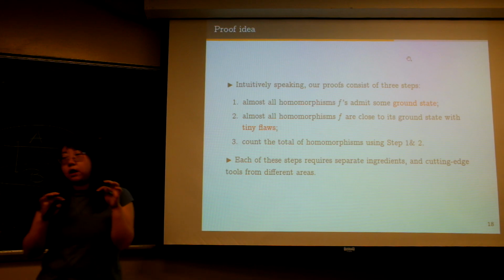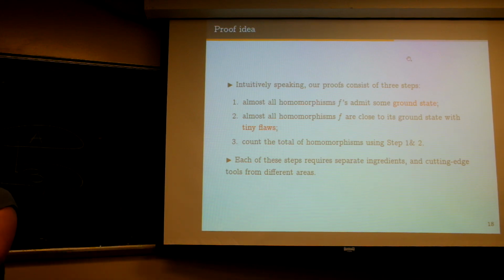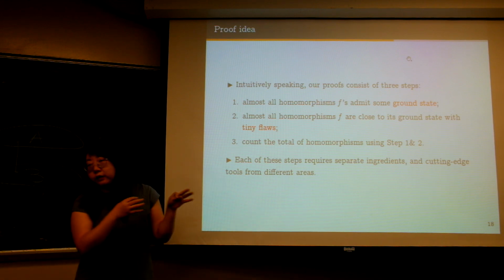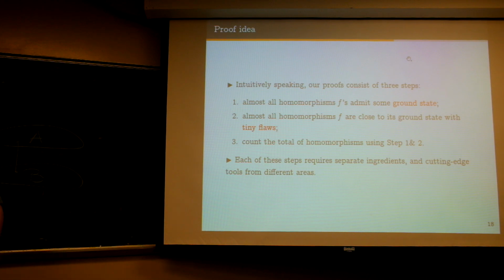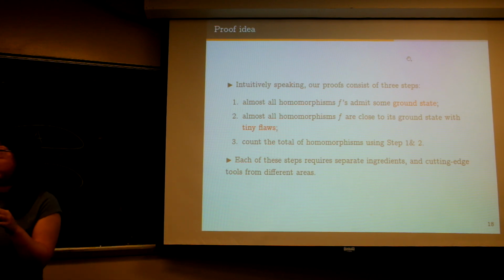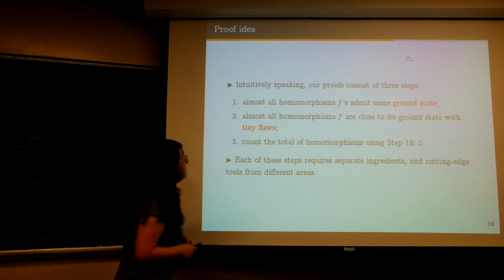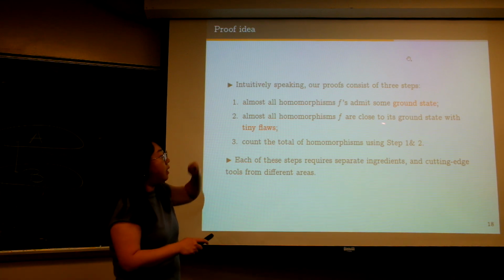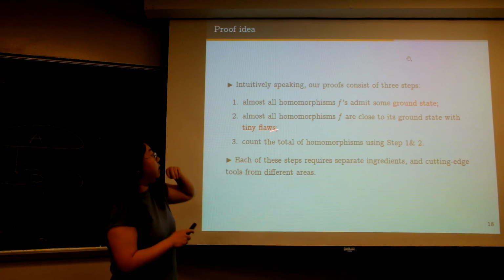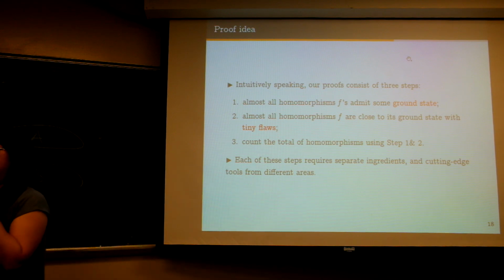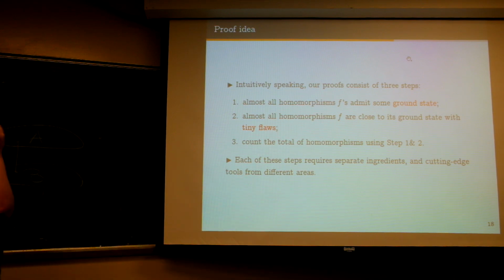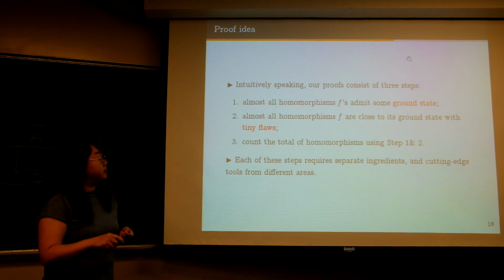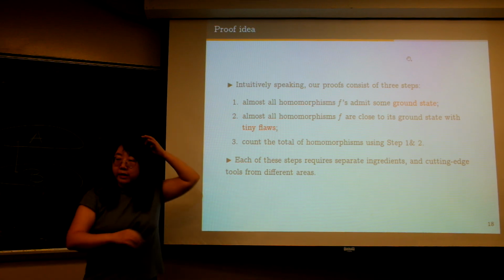The first step is you set up the ground state. You show that there does exist some finite number of ground states, so that each coloring, or at least almost all the colorings, can be associated to a ground state. So you have to make sure it does have some pattern. It's not like a random coloring. The second step, once you set up the ground state, is to show that almost all the homomorphisms are close to their ground state with a really tiny flaw. By tiny flaw, I mean each of the components might be up to some constant size, 1, 2, or 10. And then the last step, we count the total number of homomorphisms using the information we get from steps 1 and 2.